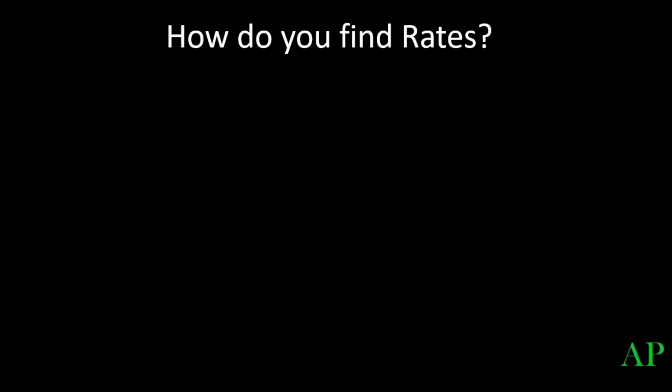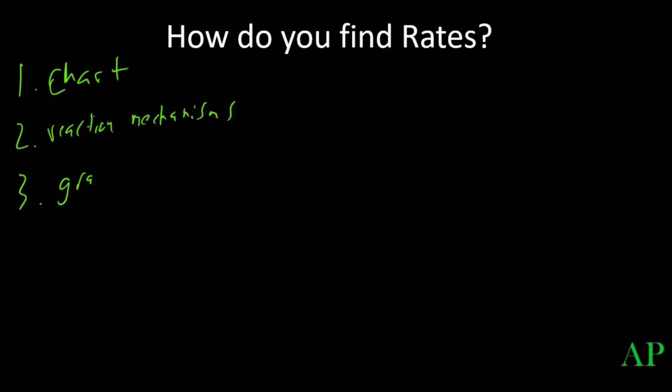Moving on. How do you actually find rates then? There are 3 ways to find rates. You can use the chart, which there's no official name for. We'll see exactly what I mean by a chart in a second. We can use reaction mechanisms, and then we can use the graphs. Given certain graphs, depending on the way they look, you'll immediately be able to know what rate law is going to govern them. And rate laws are just laws that govern different rates given different orders.